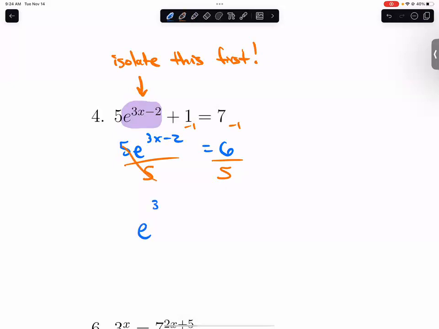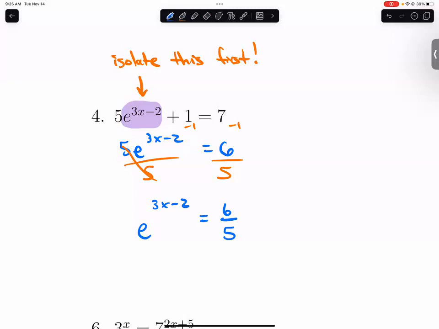Okay, so really we're looking at e to the 3x minus 2 is 6/5. I had a whole existential crisis because you said you're a 3, and I'm looking here, I'm like, I don't think that's a 3. I do get confused sometimes.